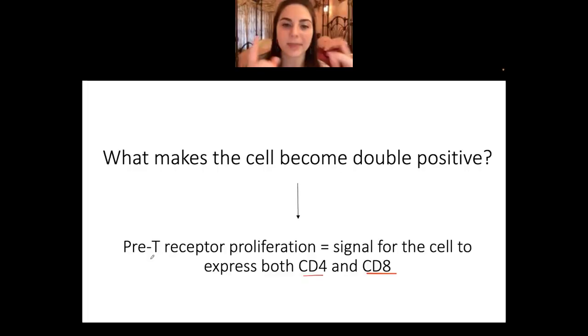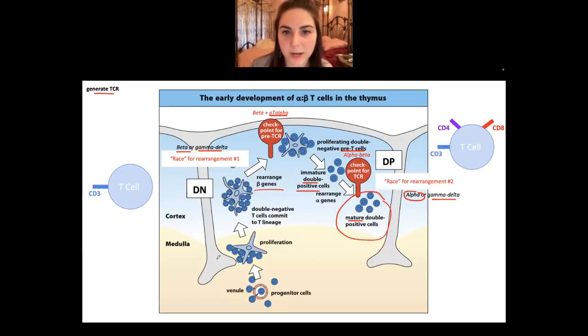When that's there, it's able to start proliferating, and that's a signal. I don't exactly know what the exact signal is. It's probably some signal transduction pathway that tells the cell to transcribe both CD4 and CD8. But it's basically right at this point that you get the double positivity, after this proliferation step.